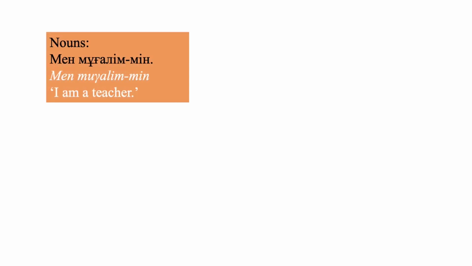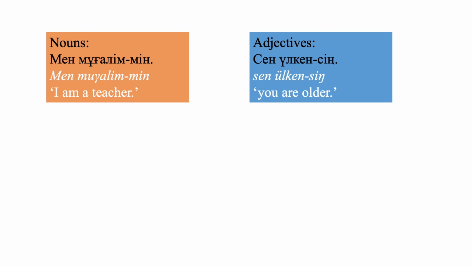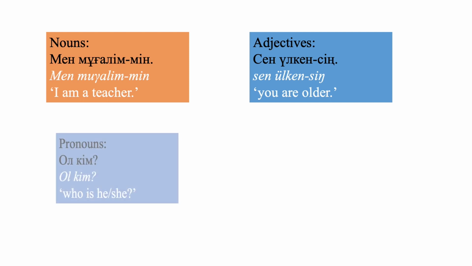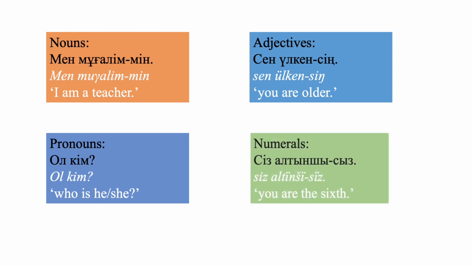There are a few examples that illustrate the usage of personal markers in nominal predicate position. If the predicate is a noun, men muallimmin, I am a teacher. If the predicate is an adjective, sen ulkünsün, you are older. If the predicate is a pronoun, ol kim, who is she or he. If the predicate is a numeral, siz altmışısınız, you are the sixth. In these cases, you can add personal markers after them to make a simple sentence.